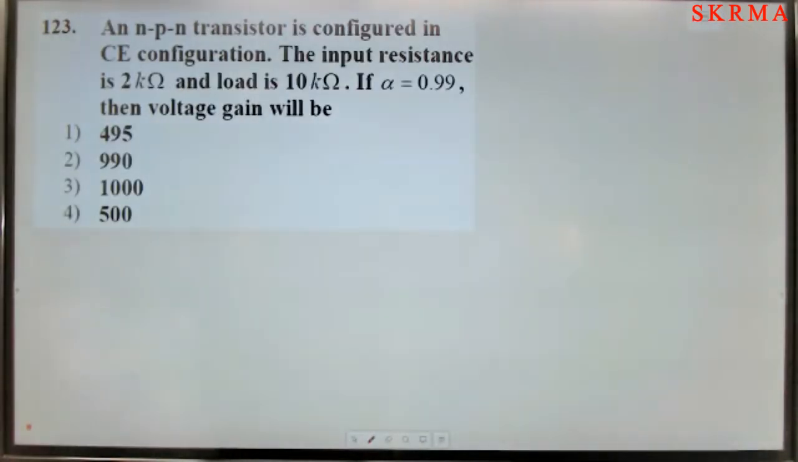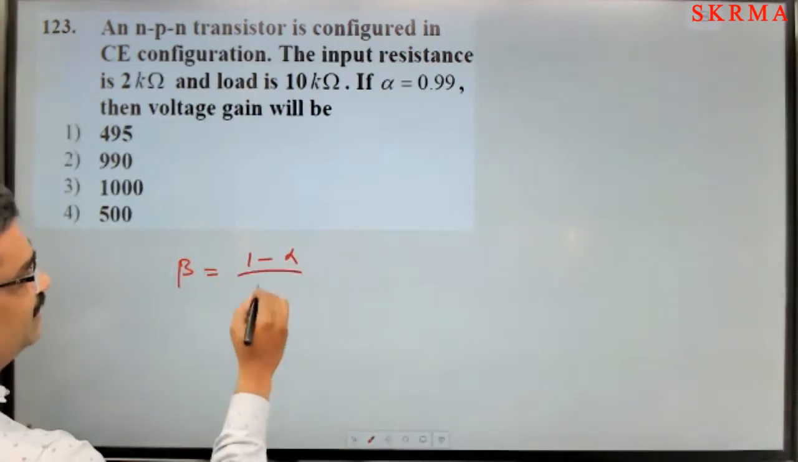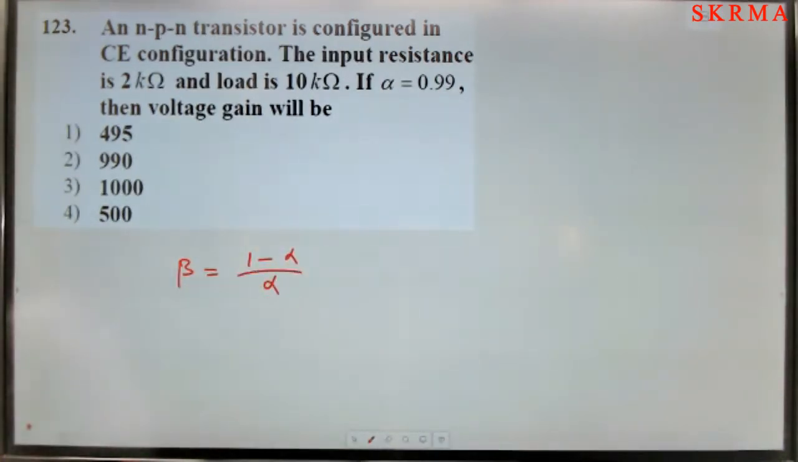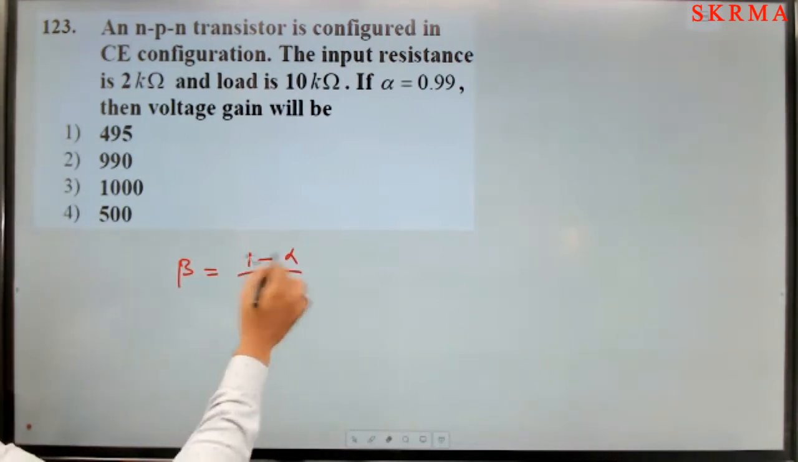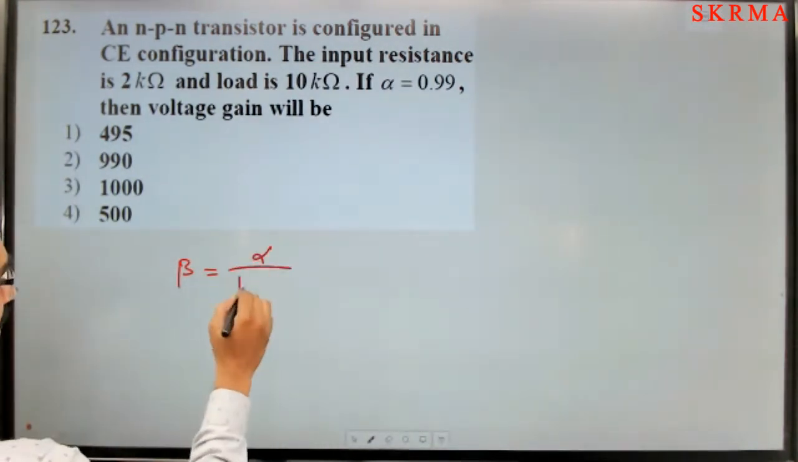Next. An NPN transistor is configured in CE configuration. Input resistance is 2 kilo ohms and load resistance is 100 kilo ohm. Alpha is 0.99. Find the voltage gain. For voltage gain, first calculate beta value. Beta equals alpha by 1 minus alpha.